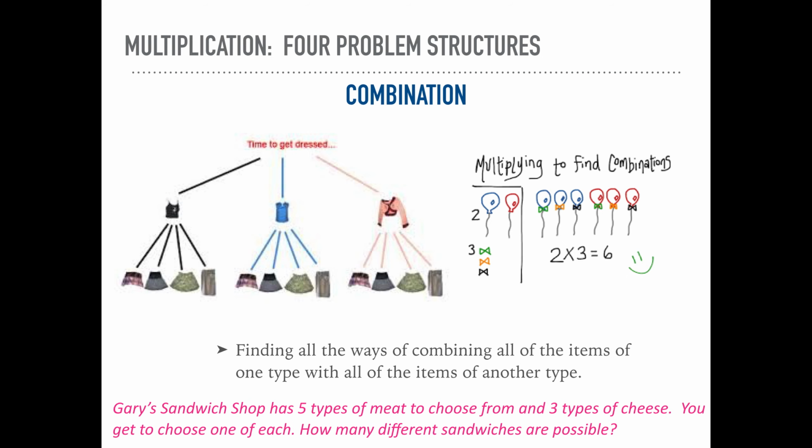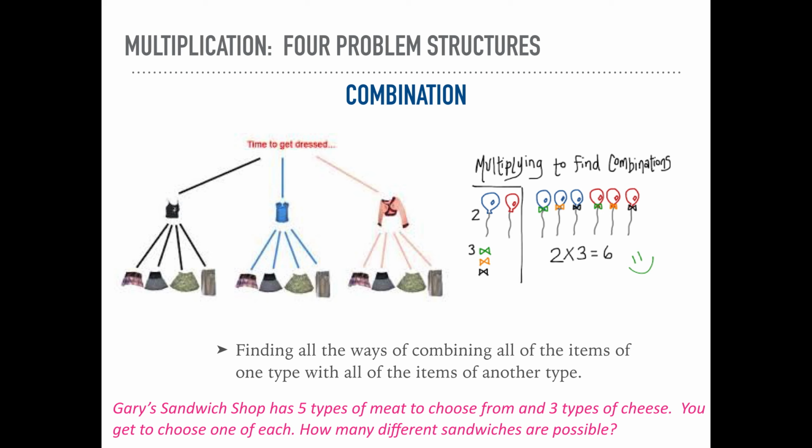And then lastly, at the upper elementary, early middle school grades, we see the combination structure. You probably recognize these kinds of problems about finding all the ways of combining all of the items of one type with all of the items of another type. For example, Gary's Sandwich Shop has 5 types of meat to choose from and 3 types of cheese. You get to choose one of each. How many different sandwiches are possible?